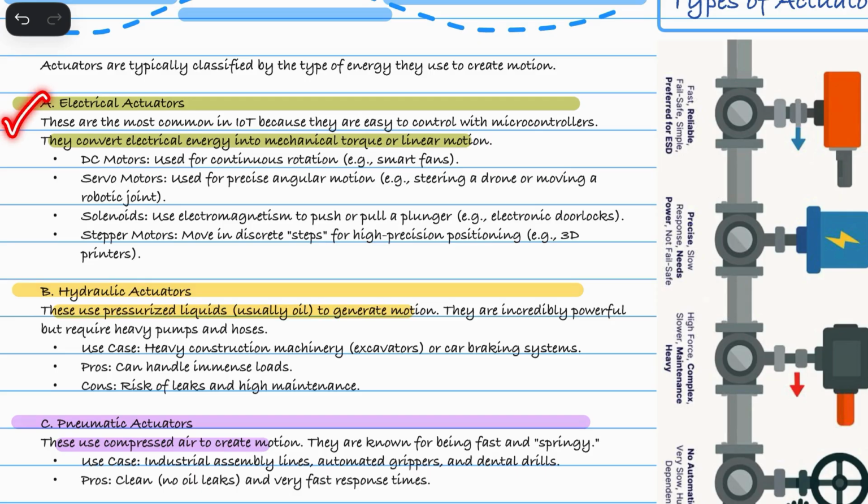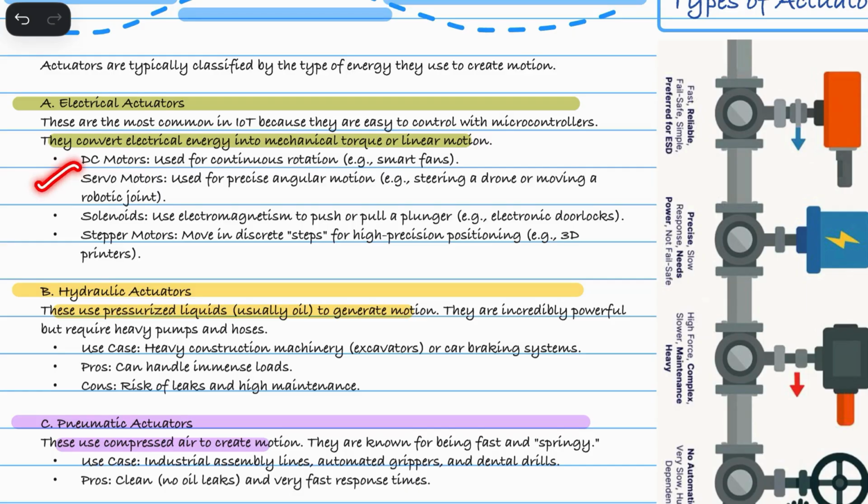So first is the electrical actuators. These are the absolute favorite of the IoT world because they run on electricity, which our microcontrollers have plenty of. All right, so they convert electric energy into mechanical torque, or we can say into linear motion. For example, DC motors. These are the type of electric actuator which spins continuously and rapidly. Think of a smart cooling fan or an automated vacuum cleaner.